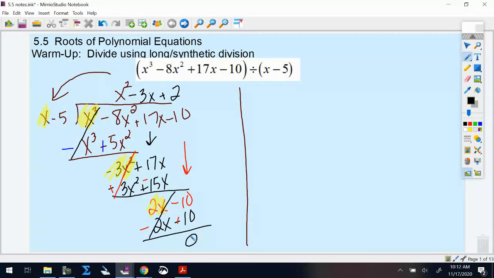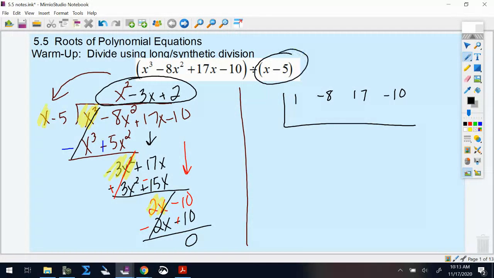So my answer, my quotient, is this entire polynomial. And since it has a 0 remainder, we would say that x minus 5 is a factor of this polynomial. Doing it as synthetic division is much faster. So we write up our little table here. We put our coefficients across the top. So 1, negative 8, 17, and negative 10.